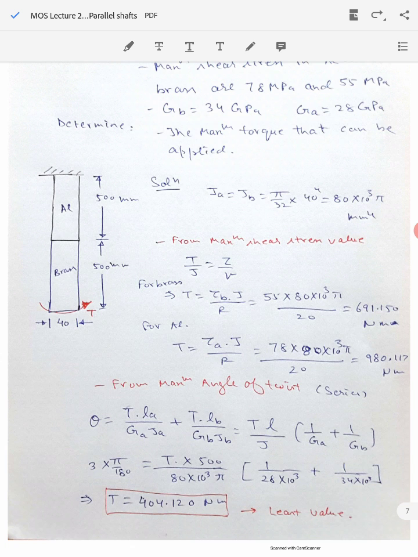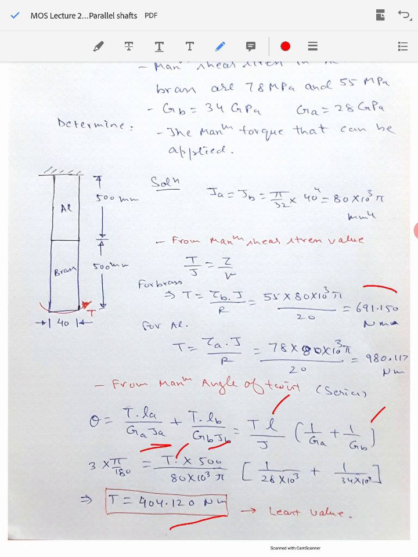Now apart from this, you are also given that the maximum angle of twist allowed or permissible is 3 degree. Because it is a case of a series shaft, let's use the series shaft formula theta is equal to theta 1 plus theta 2. For the aluminum part, theta 1 will be given by T times L divided by G A J. For the theta 2 part it will be T times L divided by G B J. You have T, L and J common for both the shafts: the length and polar moment of inertia are the same, as well as the torque applied, so you bring it out common, and you have 1 by G A plus 1 by G B here. Using this formula again you will compute the value of torque T. This time it will come out to be 404.1209 Newton meter.